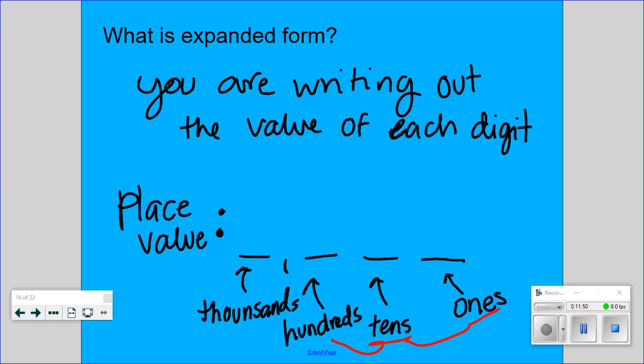Same works with our numbers. If we group them here as a little mini group of 3, our brain can remember that a lot easier than just one long giant number. So every third place we put a comma, to help our brain out. You've seen that, yes? Yes.